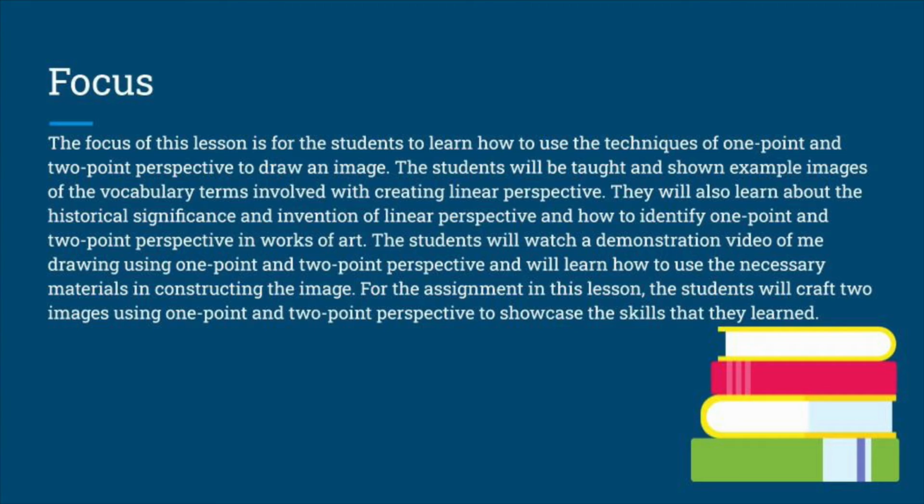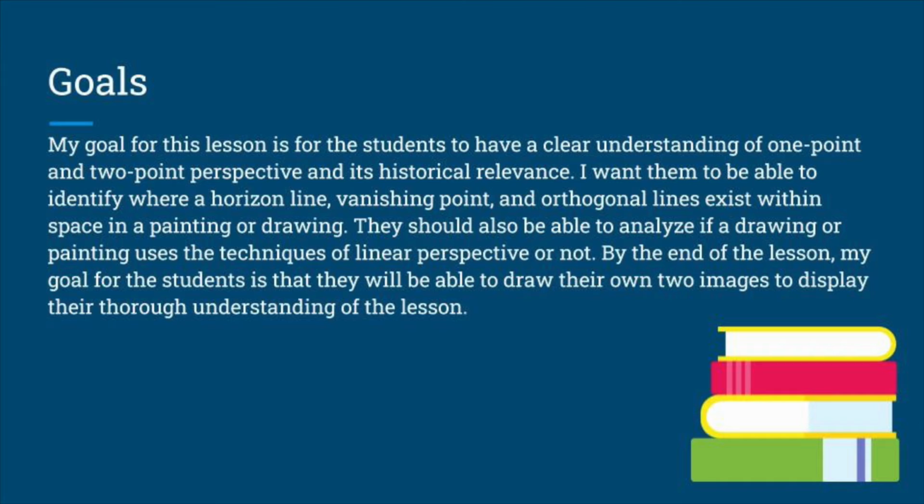For the assignment in this lesson, the students will craft 2 images using 1-point and 2-point perspective to showcase the skills that they learned. My goal for this lesson is for the students to have a clear understanding of 1-point and 2-point perspective and its historical relevance. I want them to be able to identify where a horizon line, vanishing point, and orthogonal lines exist within space in a painting or drawing. They should also be able to analyze if a drawing or painting uses the techniques of linear perspective or not. By the end of the lesson, my goal for the students is that they will be able to draw their own 2 images to display their thorough understanding of the lesson.